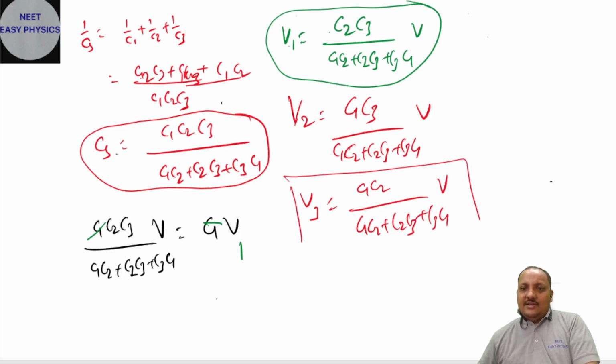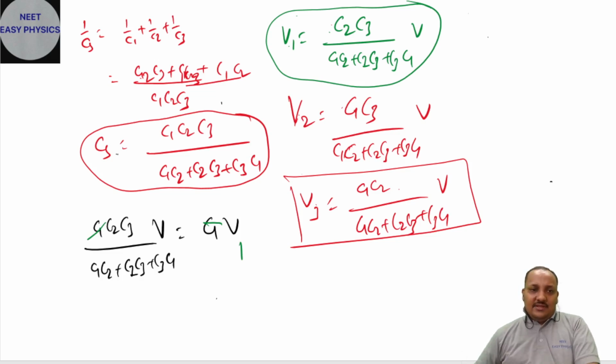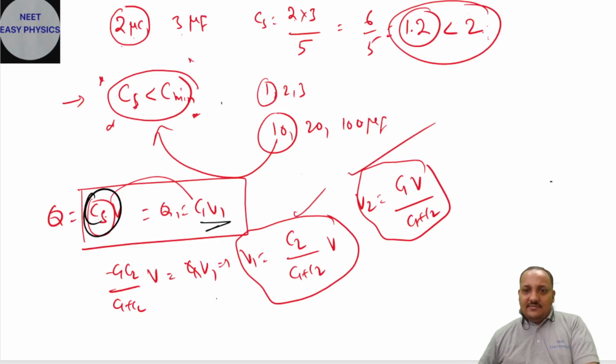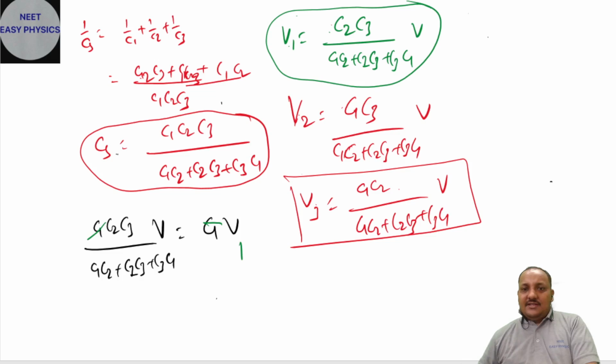So this is another equation. For V1, C1 won't appear. For V2, C2 won't appear. For V3, C3 won't appear. So like this also you can remember. This is when two capacitors are connected, and this is when three capacitors are connected. Understood? So you can practice this. The parallel combination we will see in the next class.